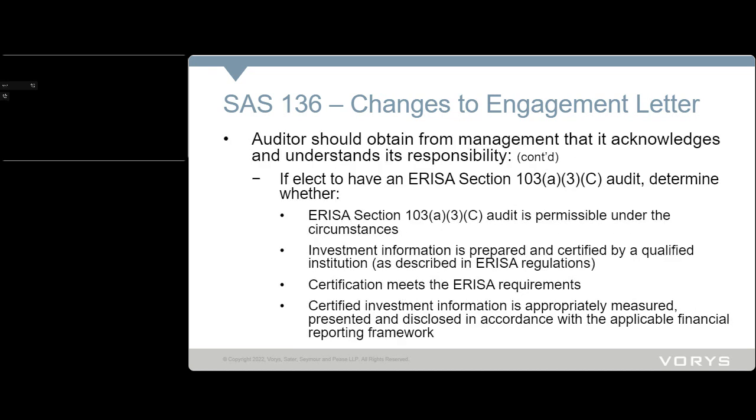The auditor is also supposed to obtain from management that, to the extent that the management has elected to have an ERISA Section 103(a)(3)(C) audit, so that limited scope audit, they have to get a representation that they have determined that an ERISA Section 103(a)(3)(C) audit is permissible under the circumstances, that the investment information is prepared and certified by a qualified institution, as that's defined in the ERISA regulations, that the certification meets the ERISA requirements, and that the certified investment information is appropriately measured, presented, and disclosed in accordance with the applicable financial reporting framework.